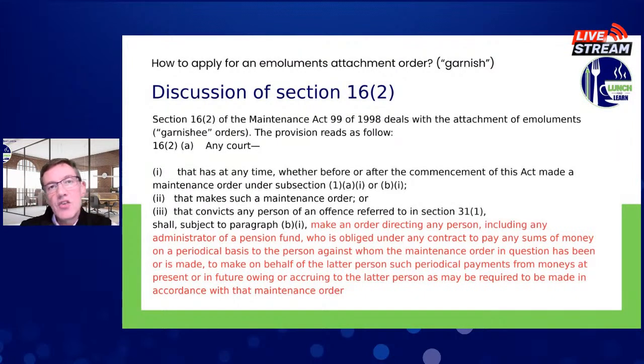So how does that translate into practical terms? In practical terms, it would mean that Section 16.2 could be used at any stage if the respondent is not in arrears, because if the respondent is in arrears, then you would use the avenue of Section 28 in order to get a garnishee order if there is not a garnishee order made yet. But during the whole process, Section 16.2 could be used to apply for a garnishee order to be made.